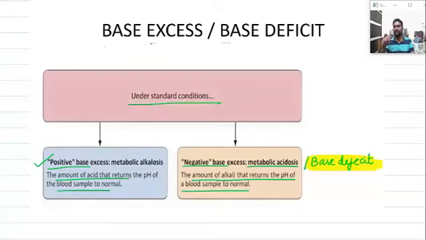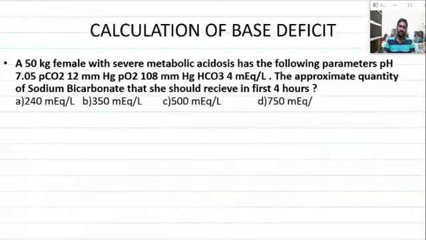So base deficit is nothing but the amount of base that should be added to return the pH of blood sample to normal. Now let us see one question. So there was a 50 kg female with severe metabolic acidosis. So generally severe metabolic acidosis means refractory metabolic acidosis, pH less than 7.10 or less than 7. So the range is 7 to 7.10. So even if you are treating the underlying condition, it is not improving.